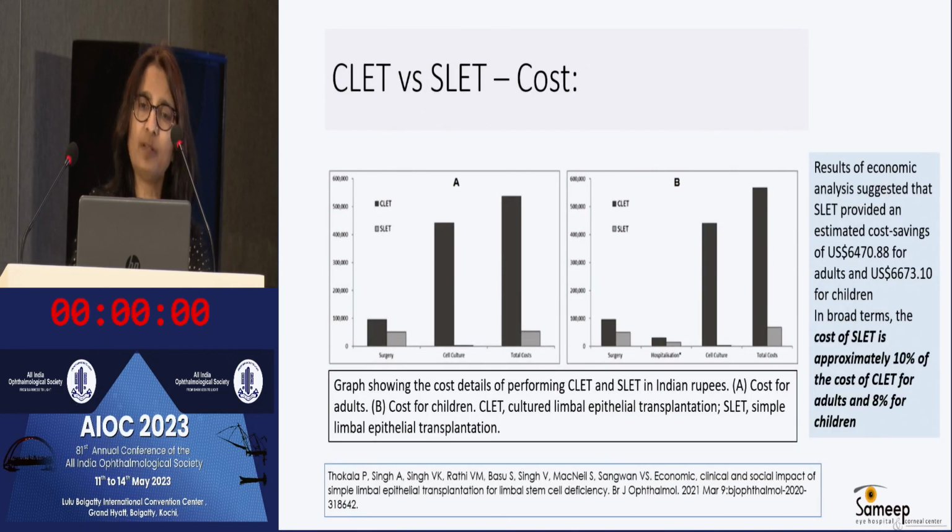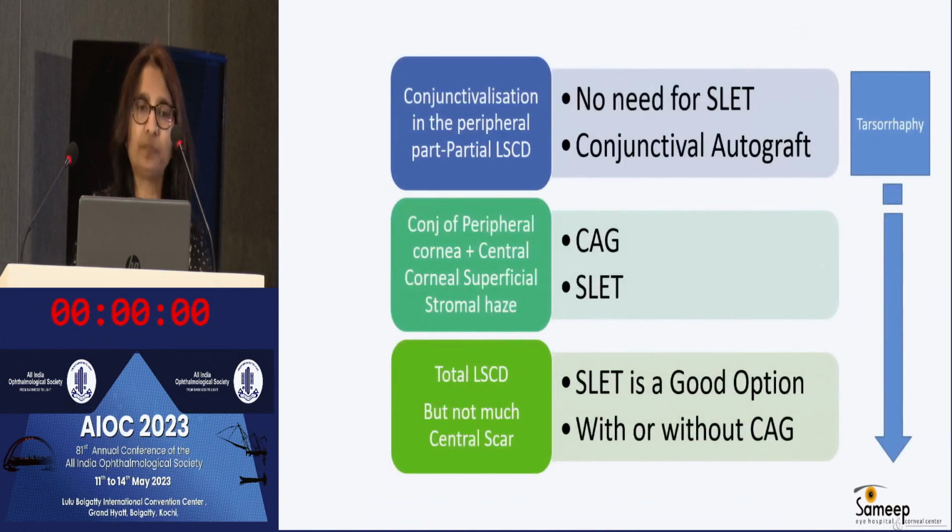They also looked at the economic analysis, and if we analyze that in broad terms, the cost of SLET is approximately 10% of the cost of CLET for adults and 8% for children, as you can see here in the bar diagrams displayed on the slide.